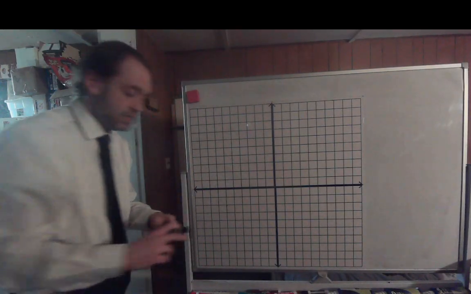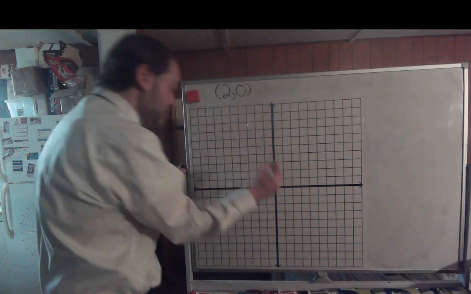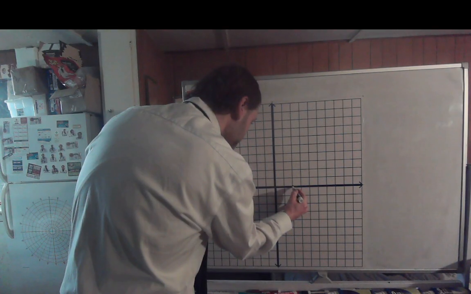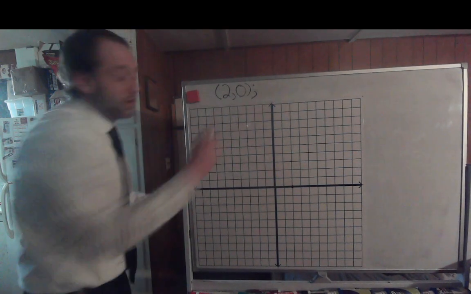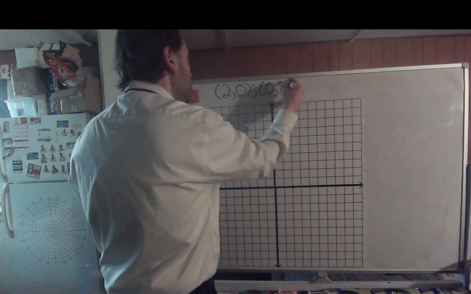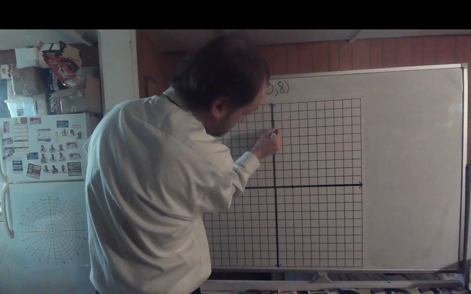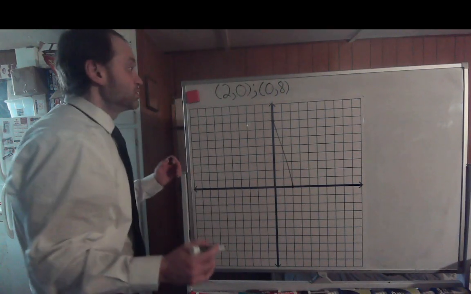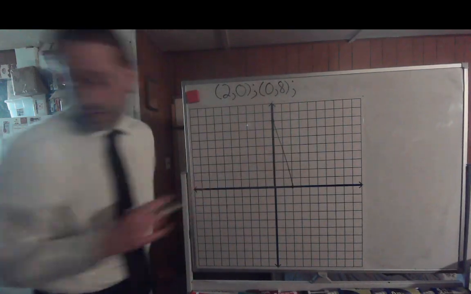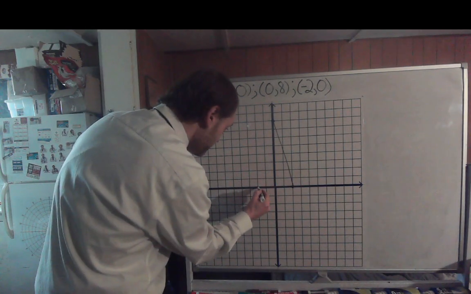So let's see, we have the points 2, 0. So let's start out plotting 2, 0. What other points do we have? 0, 8, which is going to be all the way up here. Let's connect those points. Then what's the third point? Negative 2, 0. So negative 2, 0 is right here.